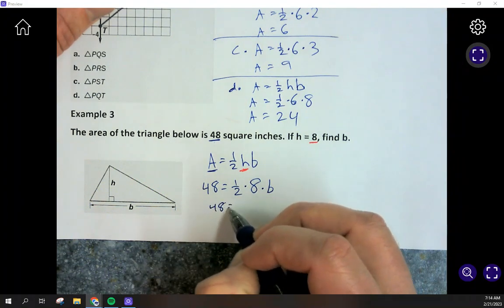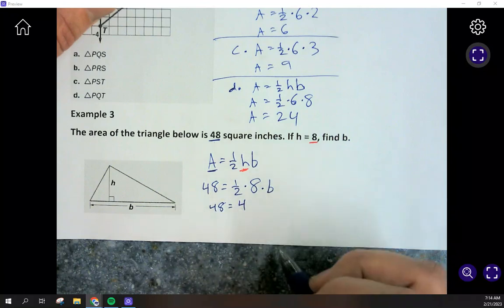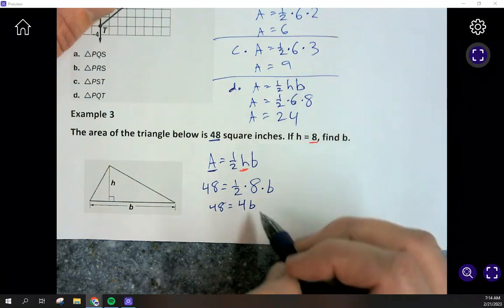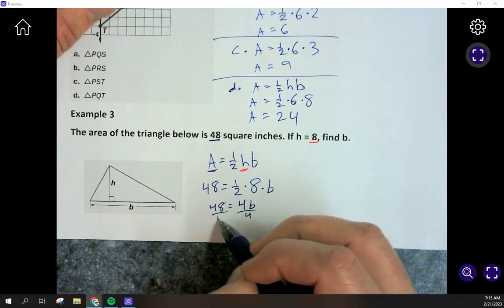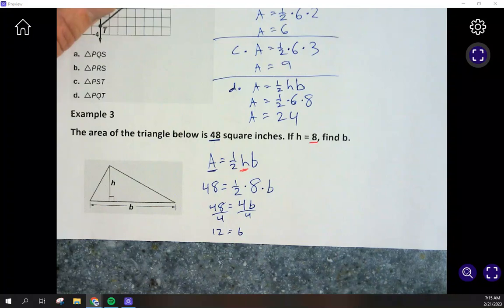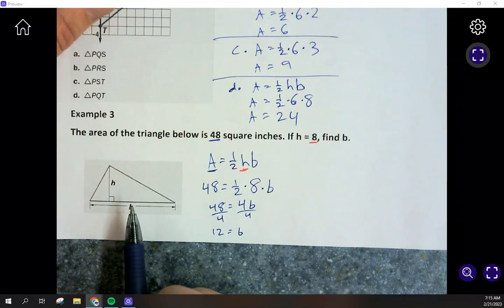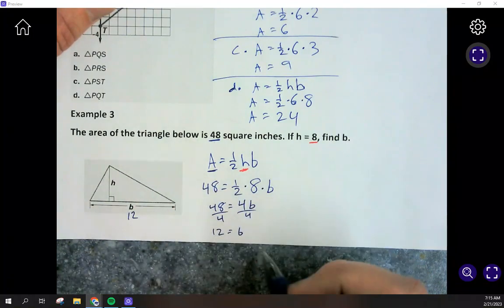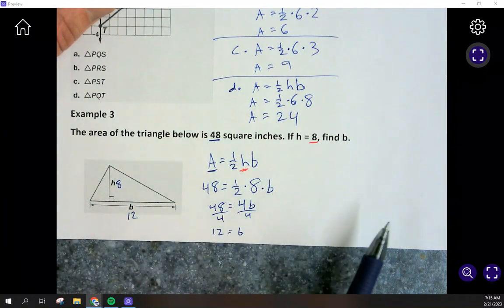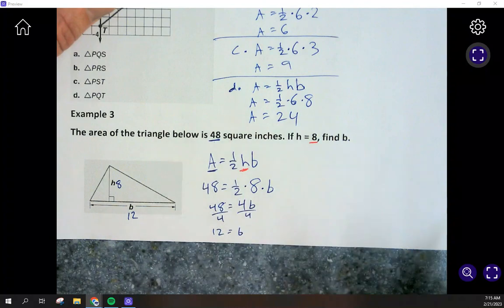So we're not doing anything with the 48. 1/2 of 8 is 4. And so I still have 4 times b. And now it's a straightforward equation. You're just going to divide by 4 and b equals 12. And you can always double check yourself. If this was 12, that's what we're calling it, and h was 8, you would do 12 times 8 and then take 1/2 and make sure that you get 48.